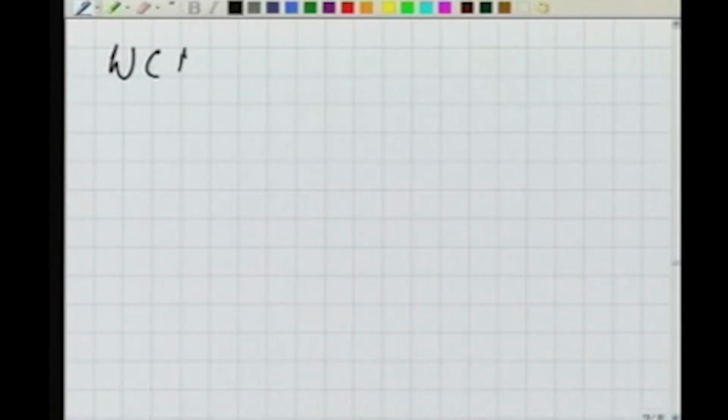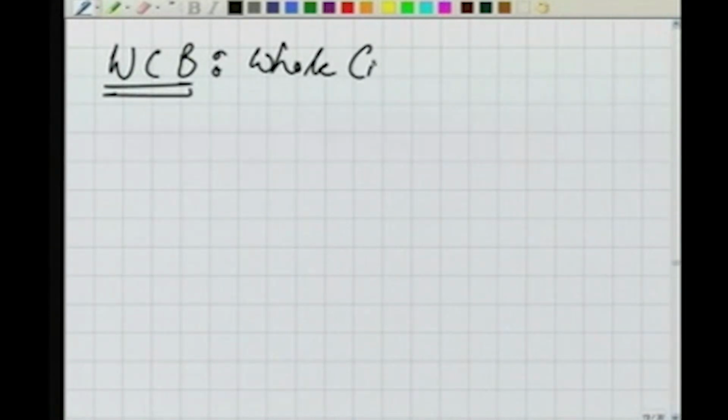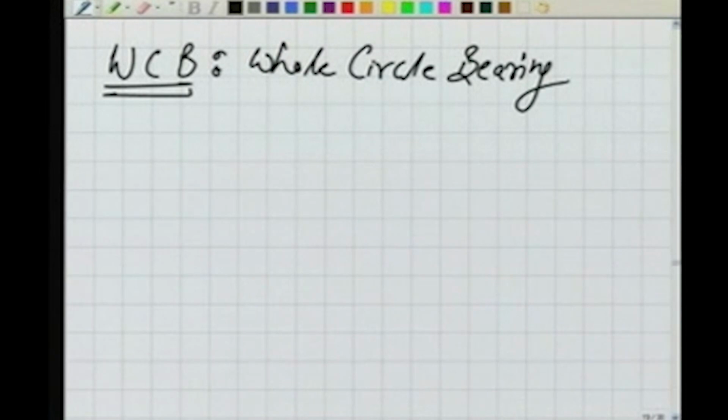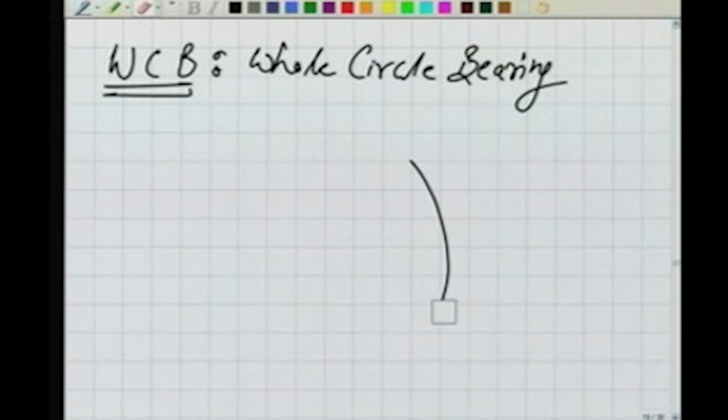The very first system is called WCB, which stands for whole circle bearing. Now what is this? In the case of the whole circle bearing, we are talking about the systems in which we can write the bearings.